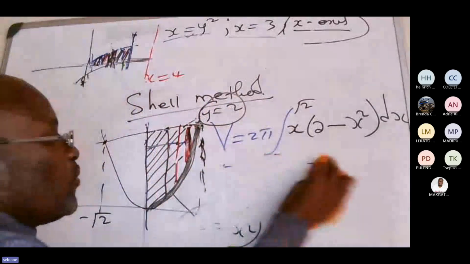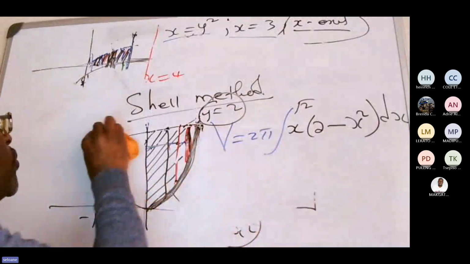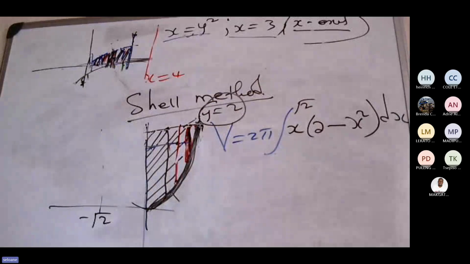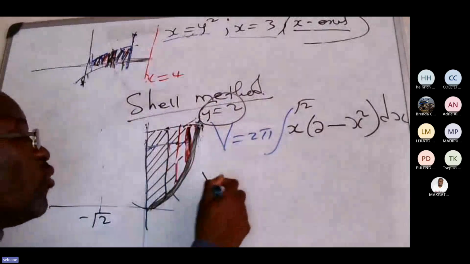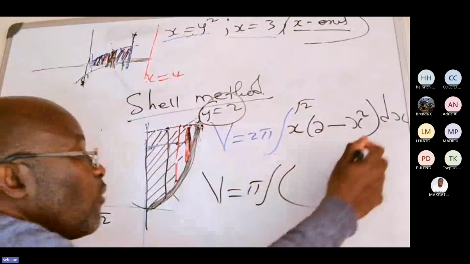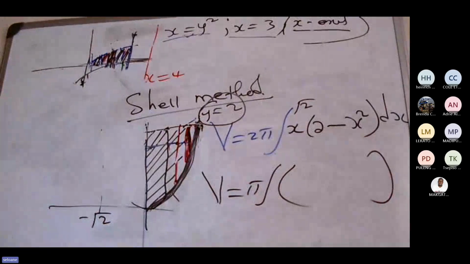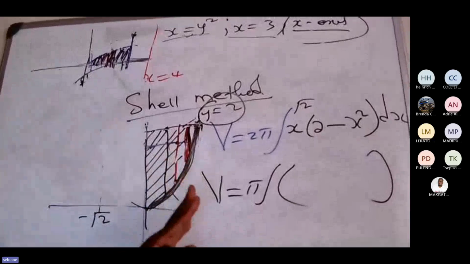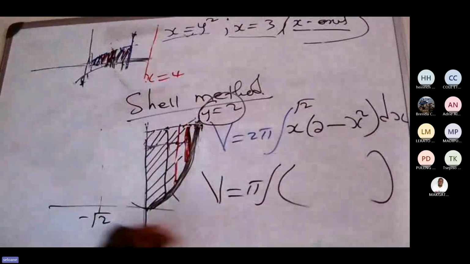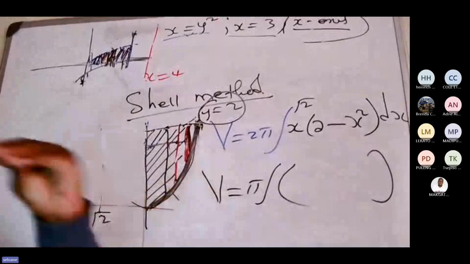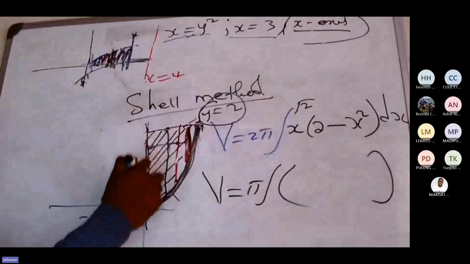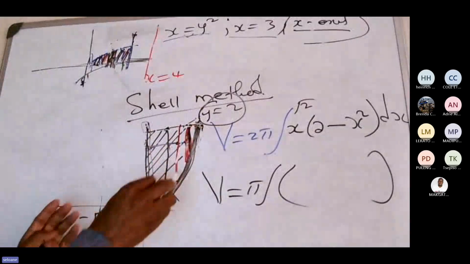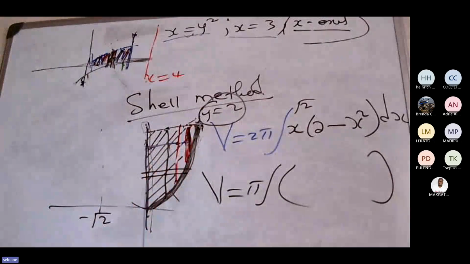Don't forget, you can solve the very same problem using the disk method. If you're using the disk method, it will be V equal to pi the integral of what? Don't forget now, because you're using the disk method, or the washer method, you are going to carry those disks perpendicular to the center. This is the center. You are no longer going to cut parallel to the center. You are now going to cut perpendicular to the center.